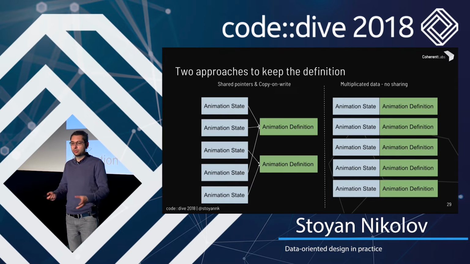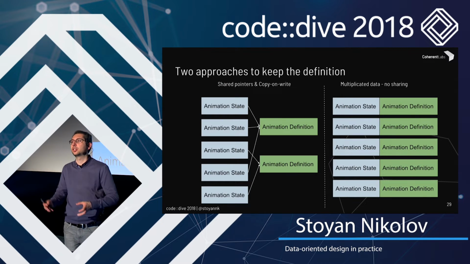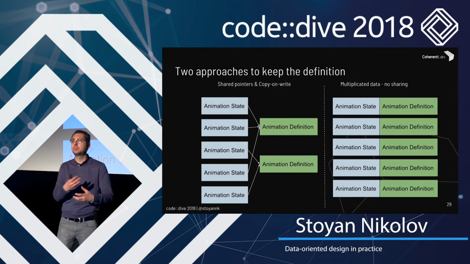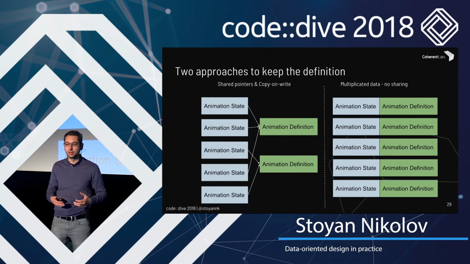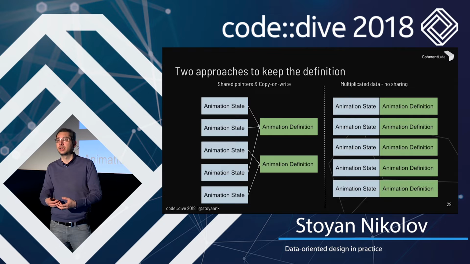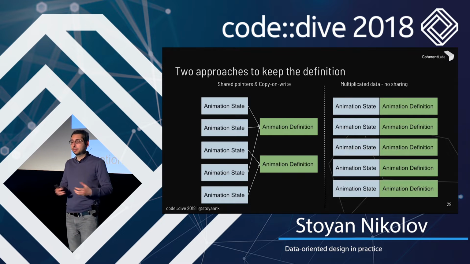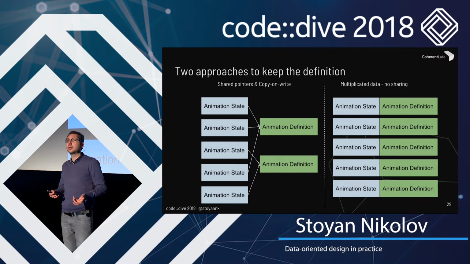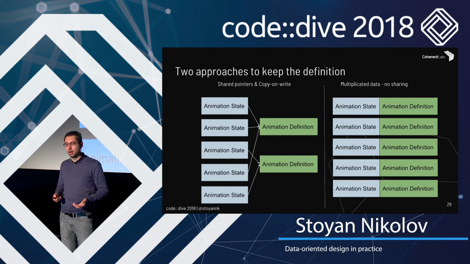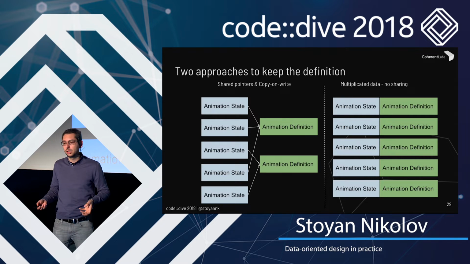And there are 2 ways to actually have the definition and implement this. On the left side, you see something similar to what the Chromium code was doing. So you have the different states, and you have the definitions as pointers in them, and you can point to them and use that data. And this has some pros. It allows you to save some memory, because a lot of the definitions will be actually the same for all the animations that are running. On the right side, you have another approach where the definitions are copied or cloned into each state.